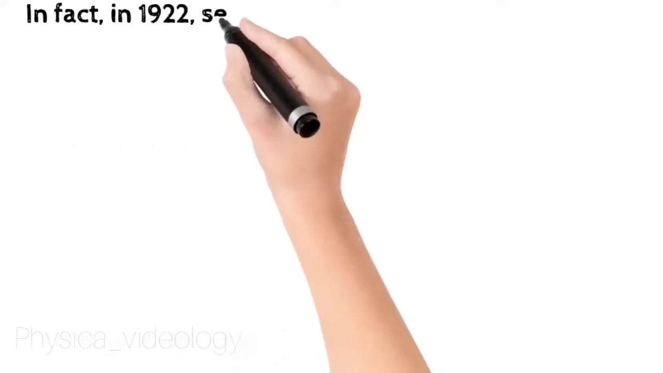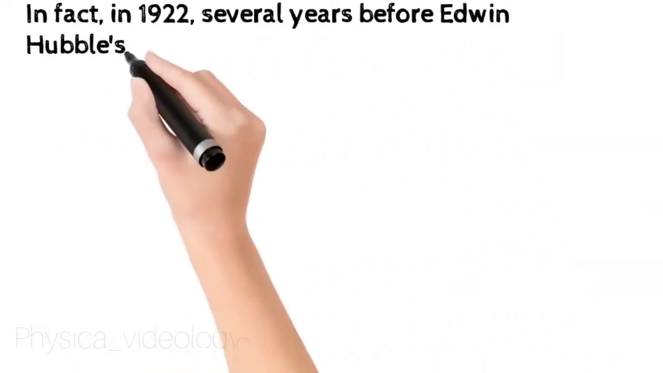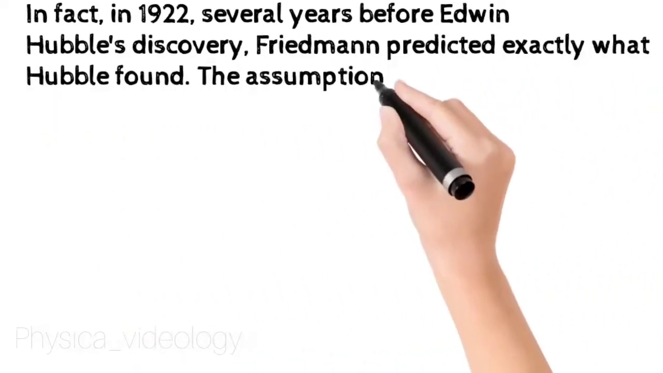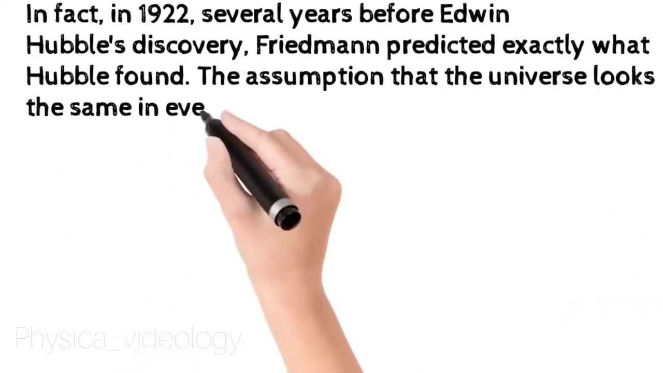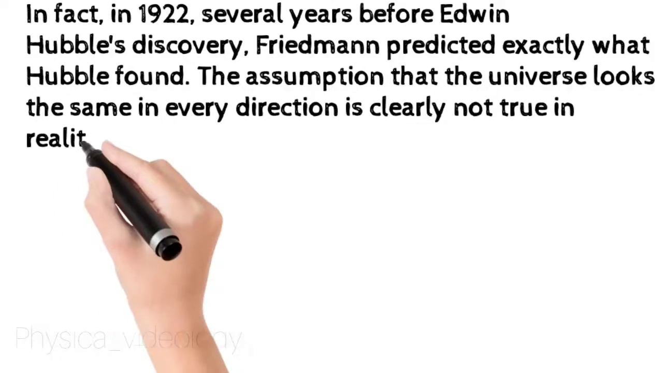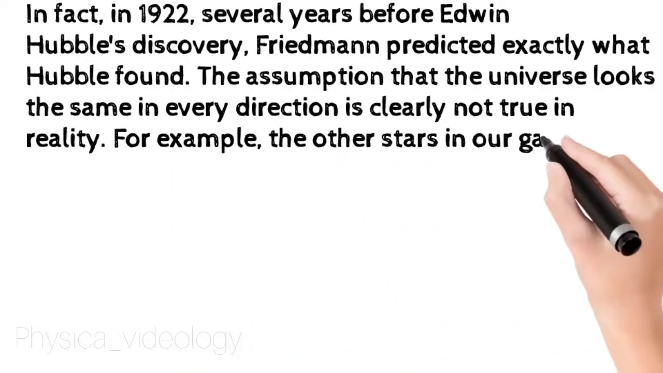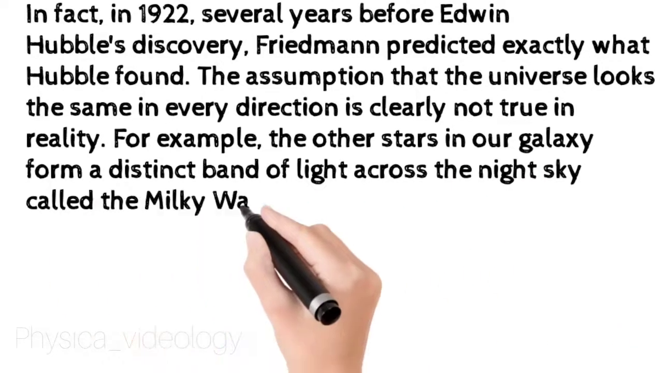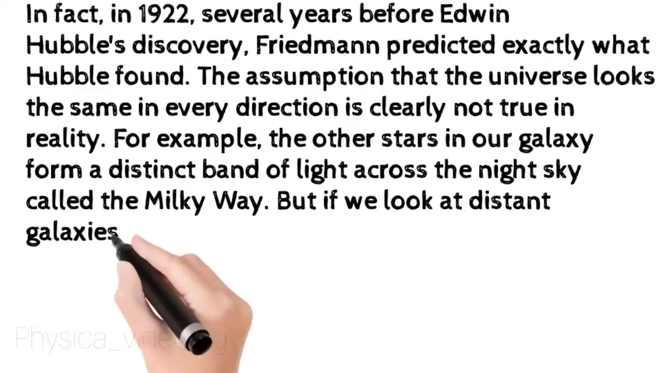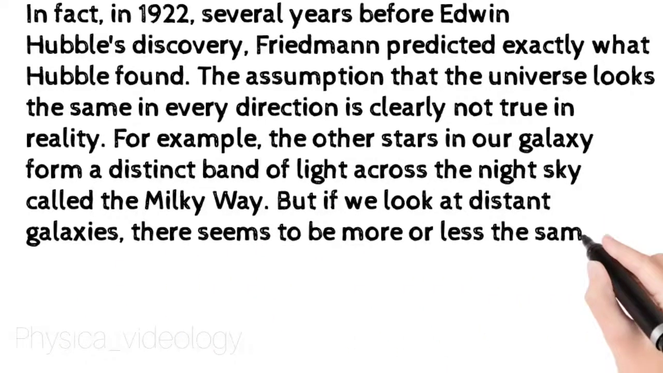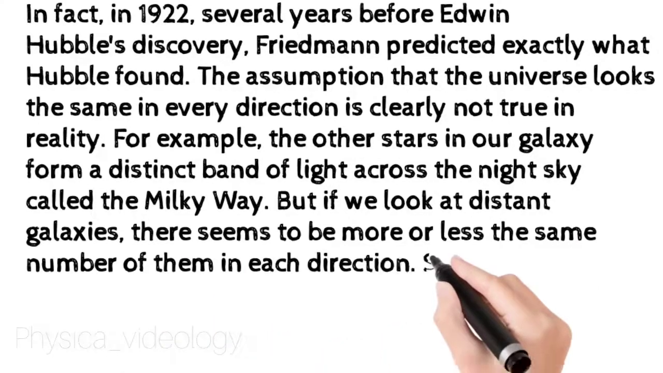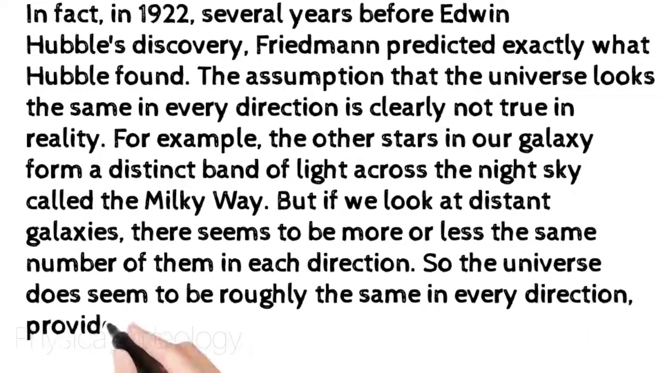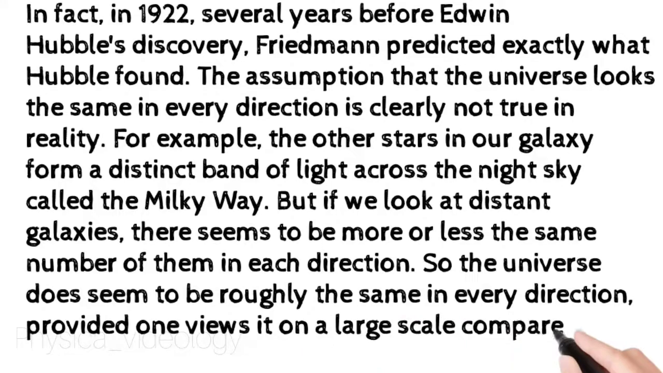In fact, in 1922, several years before Edwin Hubble's discovery, Friedmann predicted exactly what Hubble found. The assumption that the universe looks the same in every direction is clearly not true in reality. For example, the other stars in our galaxy form a distinct band of light across the night sky called the Milky Way. But if we look at distant galaxies, there seems to be more or less the same number of them in each direction. So the universe does seem to be roughly the same in every direction, provided one views it on a large scale compared to the distance between galaxies.